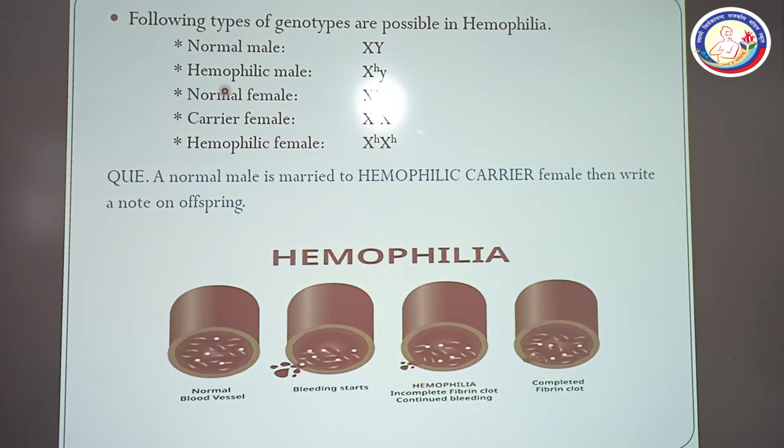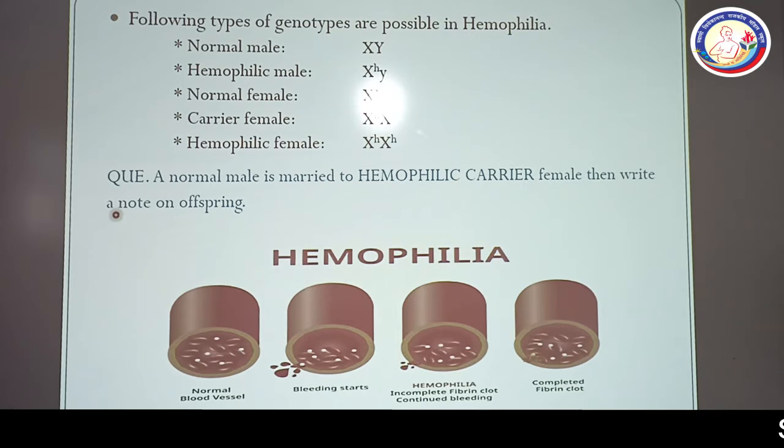So the following types of genotypes are possible in hemophilia. You can see normal X, normal Y: this is the normal male. Hemophilic male means one X chromosome is affected. H is the symbol of hemophilic nature, so XHY means hemophilic male. Normal female is XX, and carrier female has a single hemophilic X chromosome and another chromosome that is normal. And hemophilic female, which is very rare, is XHXH. So if a normal male is married to a hemophilic carrier female, write a note on the offspring.